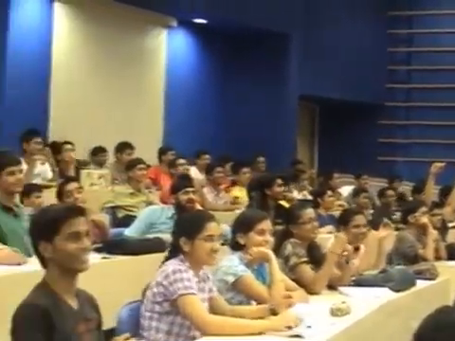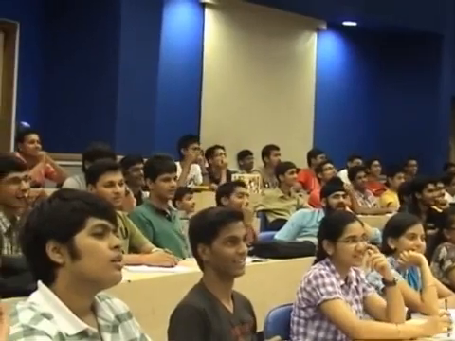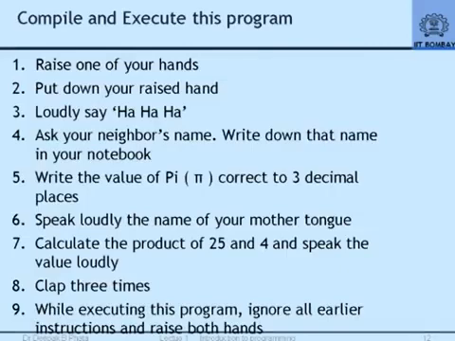So you made two mistakes, most of you. One, you forgot to compile. If you had compiled, you would have read all instructions before doing anything. And if you had read all instructions, the last one says, while executing this program, ignore all earlier instructions and raise both hands. However, most of you raised both hands, so it was a wrong execution because you had not ignored earlier instructions. So you did not execute the last instruction correctly.